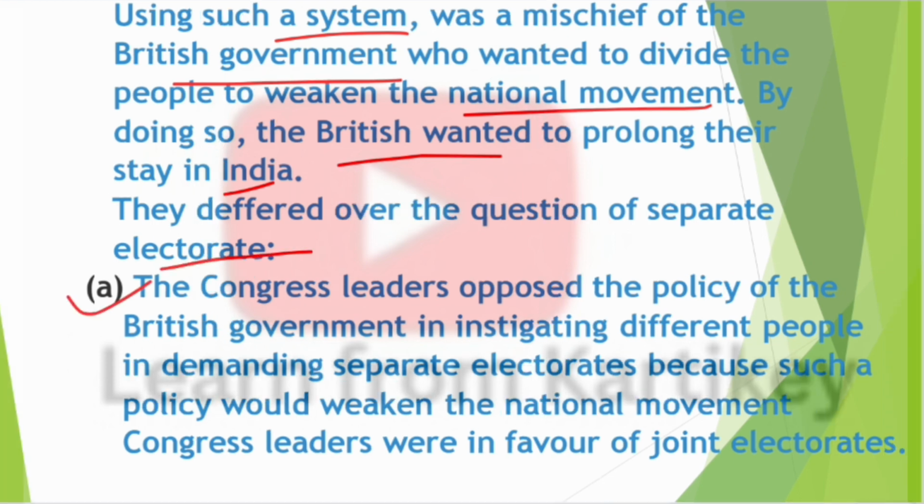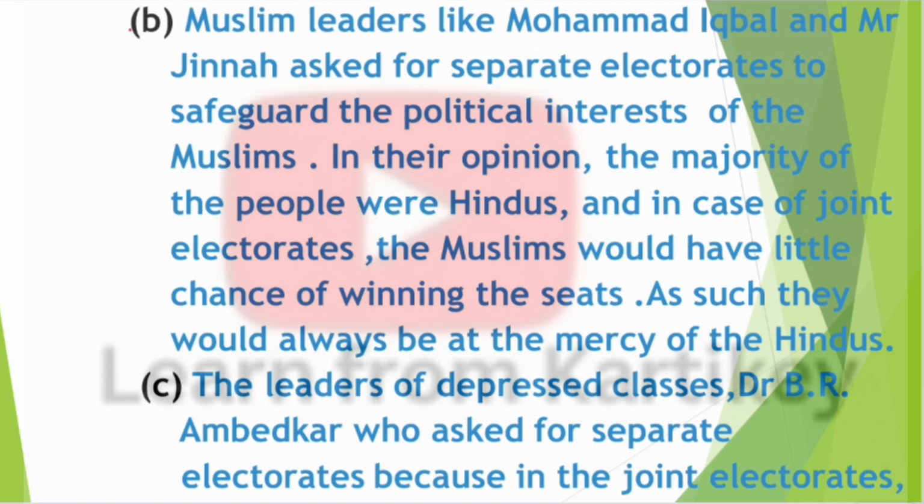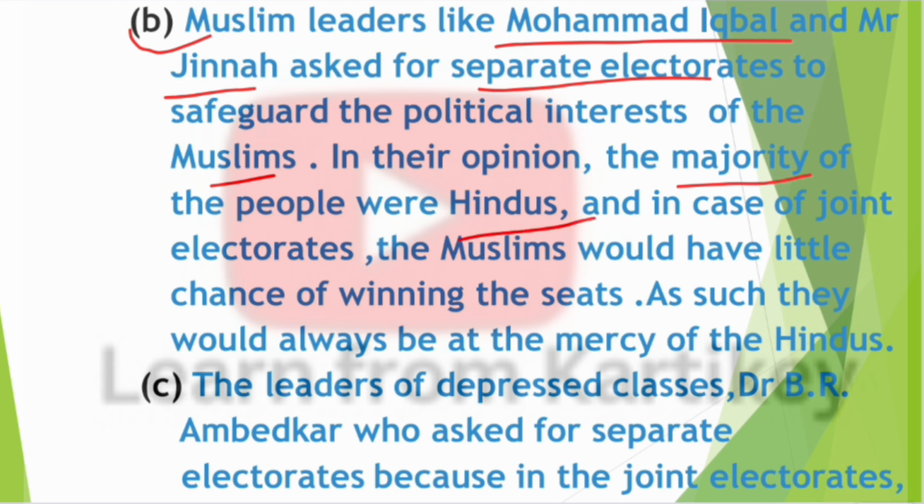So first point, the Congress leaders opposed the policy of the British government in instigating different people to demand separate electorates because such a policy would weaken the national movement. Congress leaders were in favor of joint electorates. Second point, Muslim leaders like Muhammad Iqbal and Mr. Jinnah asked for separate electorates to safeguard the political interests of the Muslims. In their opinion, the majority of the people were Hindus, and in case of joint electorates, the Muslims would have little chance of winning the seats. As such, they would always be at the mercy of the Hindus.